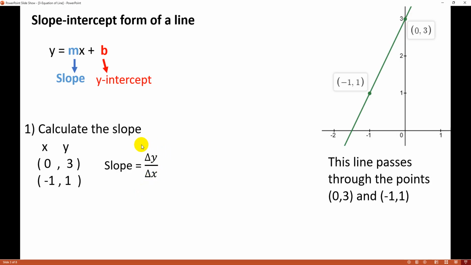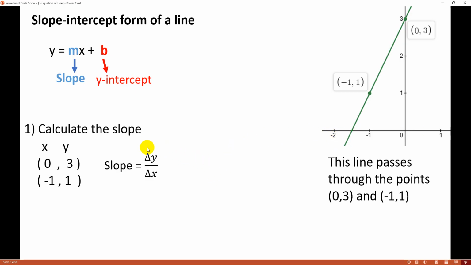So we need to remember that the slope is basically the difference of the y's over the difference of the x's. Okay? So it tells us about the inclination of this line, how inclined, how steep the line is with respect to the x-axis.